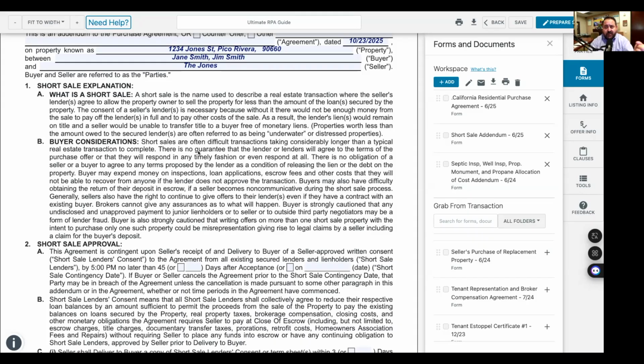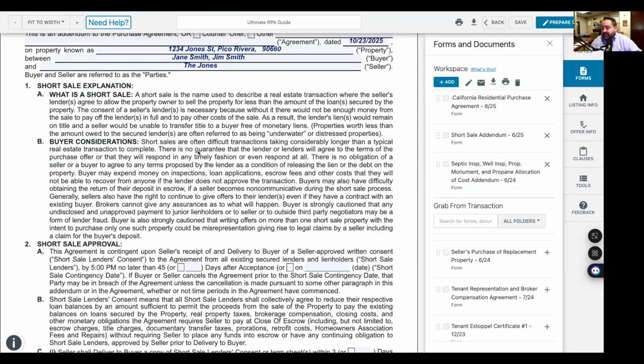Right? We get the offer accepted on the short sale. You're going to pay for a home inspection. You're going to pay for an appraisal. If the bank doesn't approve that short sale, that money's gone. You can't request it from the seller. Nobody else is going to pay you. So you have to understand that that's just a cost of doing business.